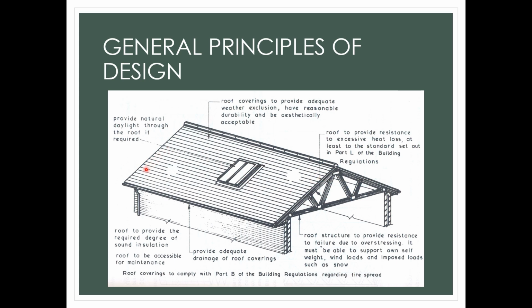So this is a roof covering. So how do we provide the drainage to channel down the heavy rains? And then the roof has to provide the required degree of sound insulation. So underneath this roof, we have to provide some sound insulation. And then the roof has to be accessible for maintenance. Okay.